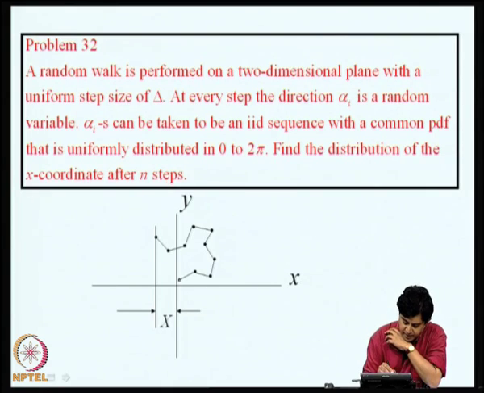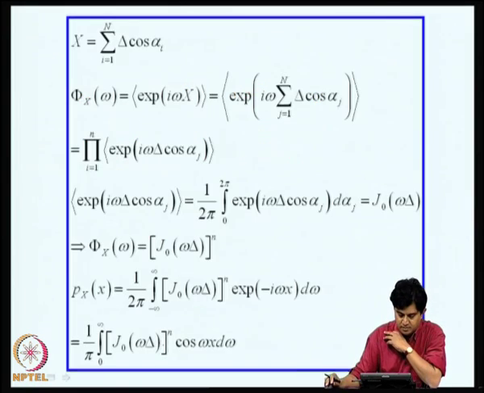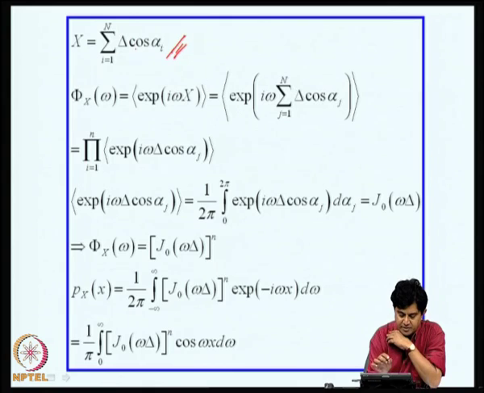That means, we start here, we draw a random variable distributed uniformly between 0 to 2 pi, and this is our realization. So, we take one step, then next this step, etc. So, after n steps, I am here and I am asking what is this x. So, x is nothing but the sum over i equal to 1 to n of delta cos alpha i, where alpha i are the sequence of random variables that we have generated.